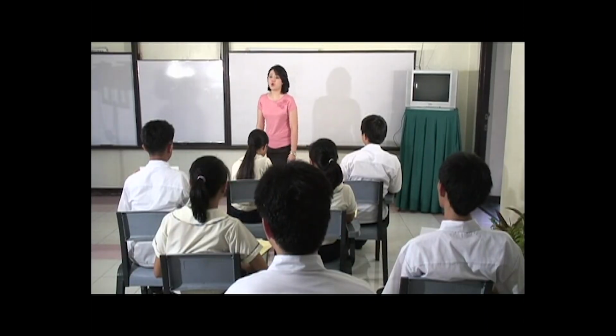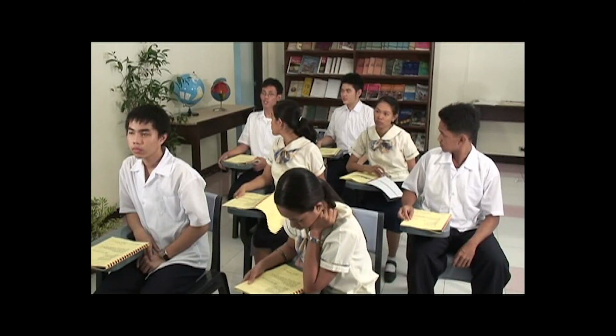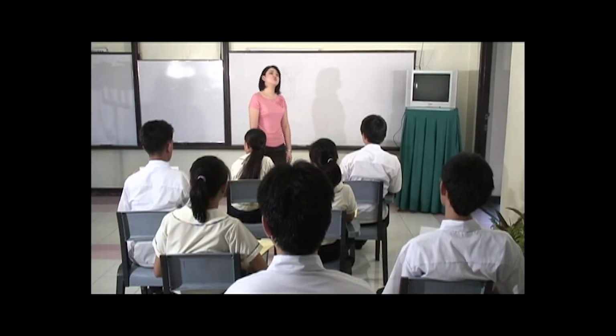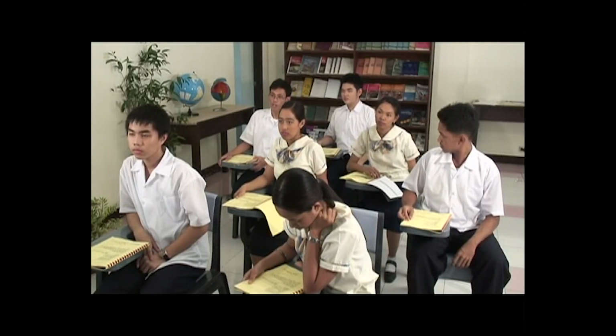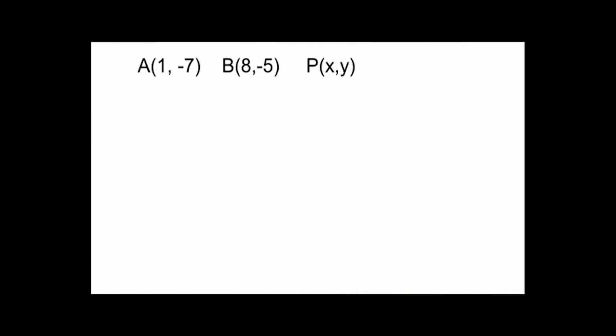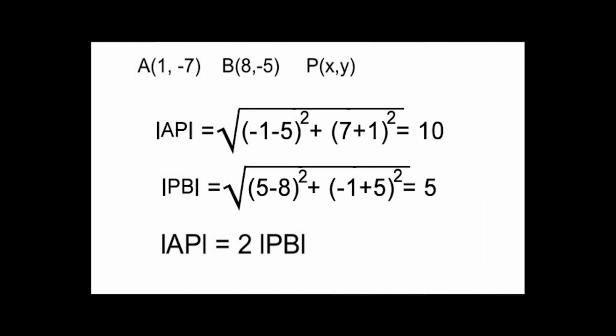How can we check if the coordinates are correct? We can compute the distances from P to the endpoints A and B. Would you like to do that? Okay. The distance from A to P is 10 units, which is twice its distance from B, which is 5 units.